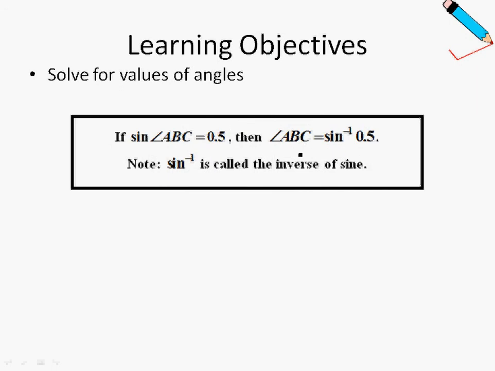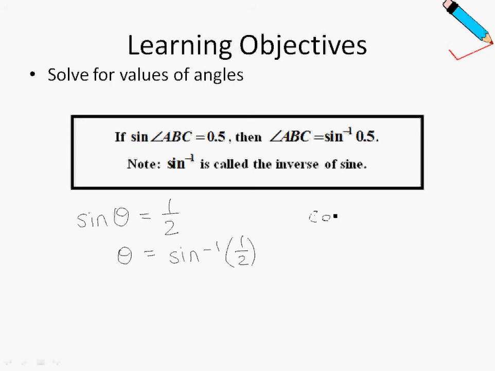As you can see in this box over here, if the sine of any angle is a particular value, in this case half, then to find the angle itself, you will take the inverse function of sine, for example, sine inverse. So what do I mean? For example, if I have sine theta equals half, then to find theta, I will just take sine inverse of half, which you can press into your calculator. I'll show you how to do that in a while.